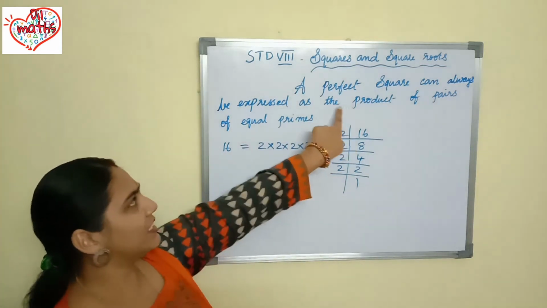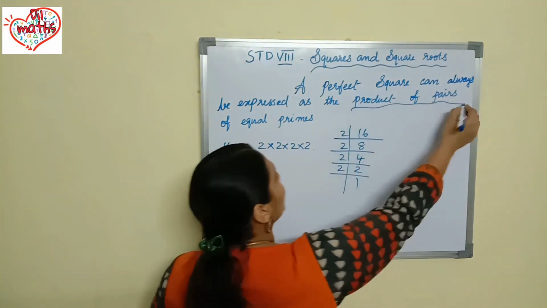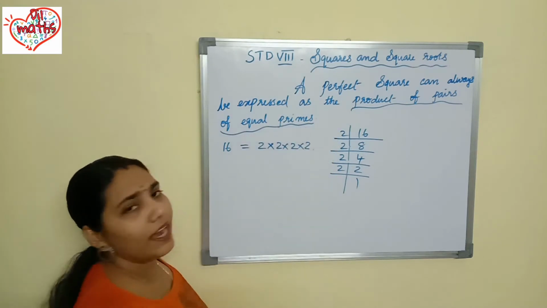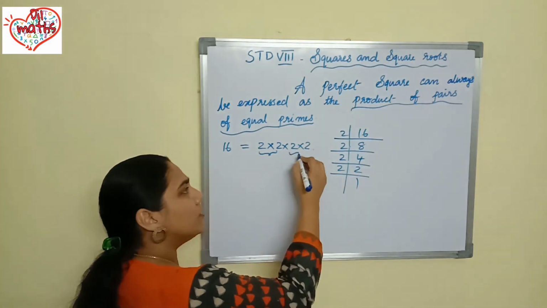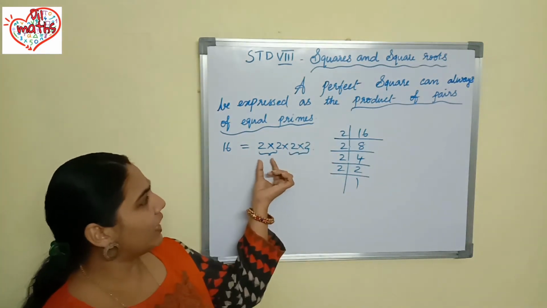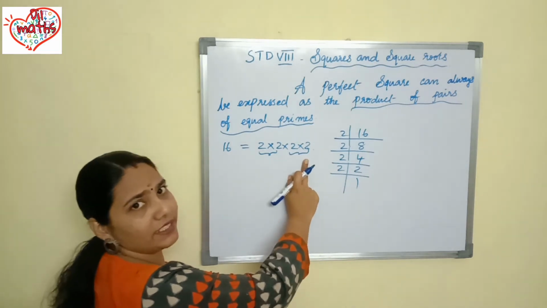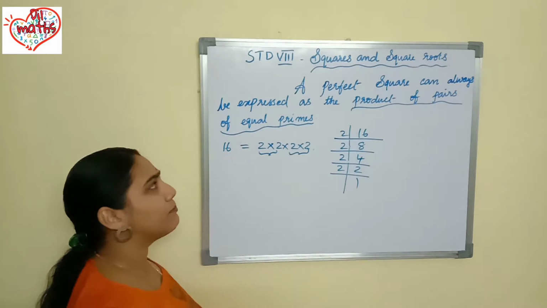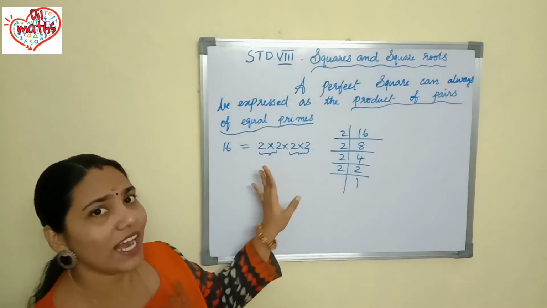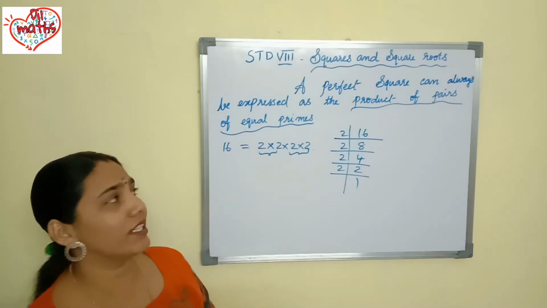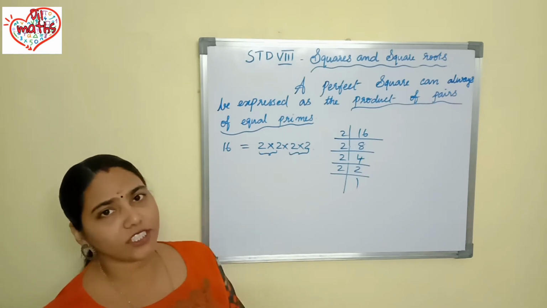Okay, what is the fact given here? A perfect square can always be expressed as the product of pairs of equal primes. I am going to pair the prime factors. While making pairs, I know that 2 exists as a pair, and this also exists as a pair. So 16 I can express as the product of equal primes. Every perfect square like this you can express as the product of equal primes.